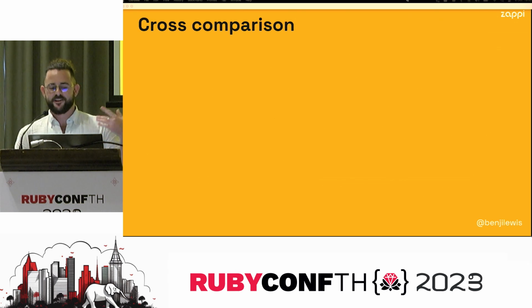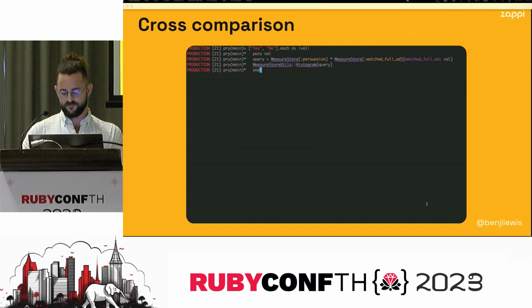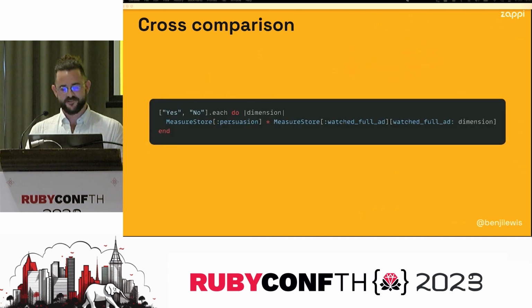So now we'll take a look at another type of analysis, which involves crossing two different measures together. And this type of analysis is quite popular when you want to see how two different measures relate to one another. So in this case, we'll do a cross between the persuasion measure and the watchful ad measure. So if someone watched the full ad, do they find it more persuasive or not? Watchful ad only has 2 dimensions in it, so it's either a yes or a no. So we'll iterate over those 2 options and do that cross between them.